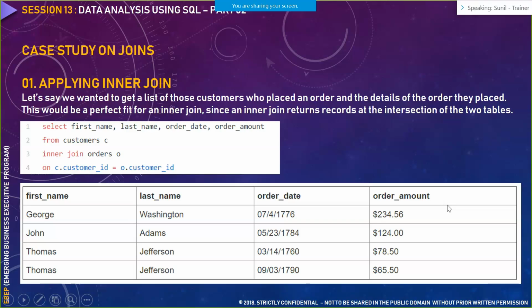Now, when we apply inner join, let's say this is the query for inner join. We want to display these four things: first name and last name from the customer table, and order date and order amount from your order table. So here we want to get those customers who placed an order and the details of the order they have placed. In this scenario, we would be using an inner join, wherein we would be intersecting two tables.